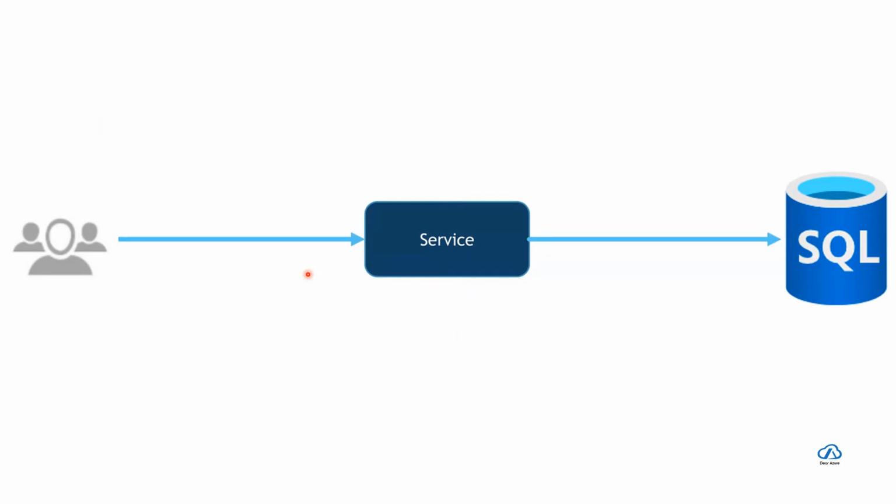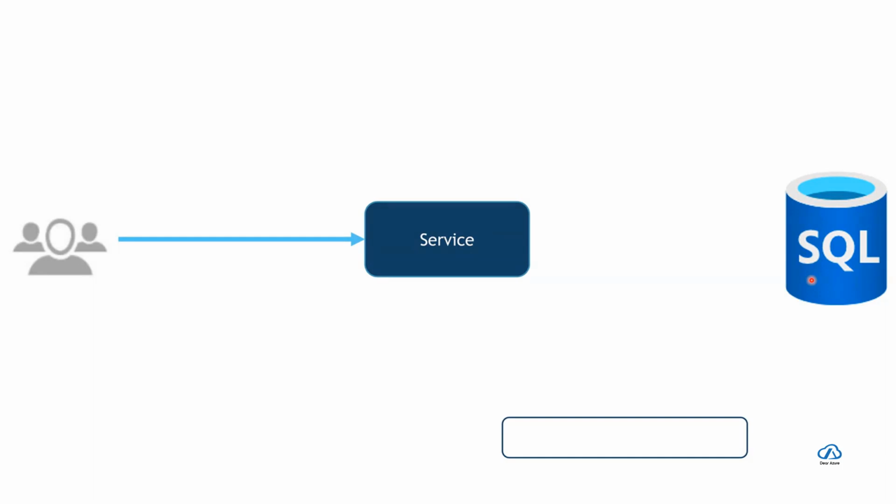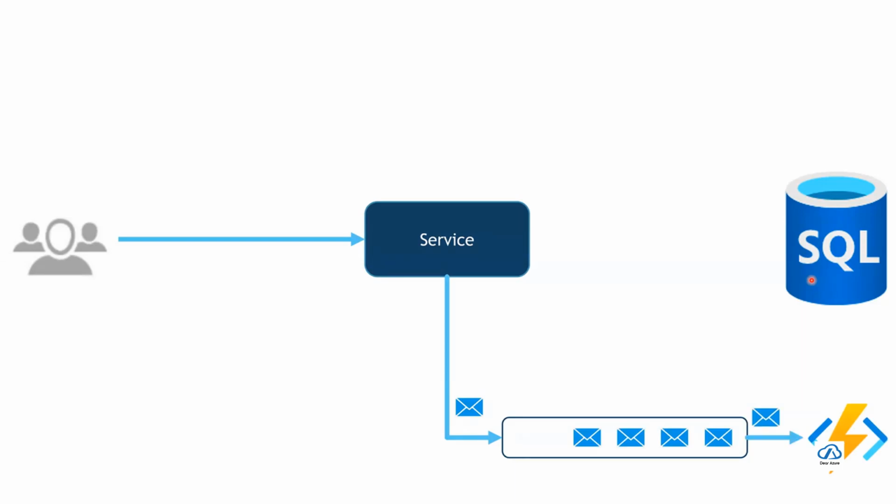So let's clean this up and think about how we can implement a queue-based load leveling pattern. Instead of our service directly communicating with the SQL database, we are going to introduce a message queue in between. So our service is going to send the different requests to the message queue, and then the message queue is going to trigger an Azure Functions app for every message placed in the queue, and then the Functions app is going to make the right request or operation on the SQL database.